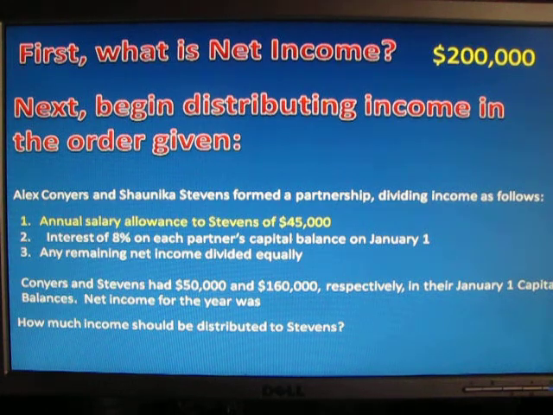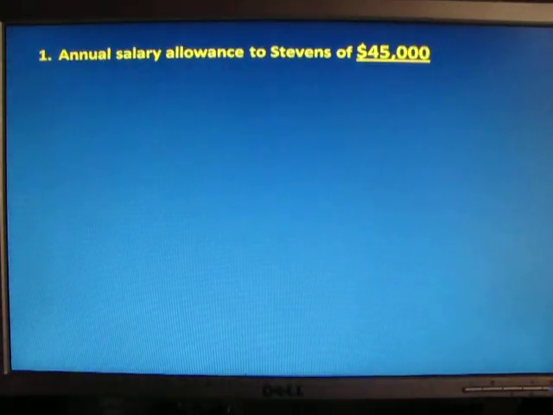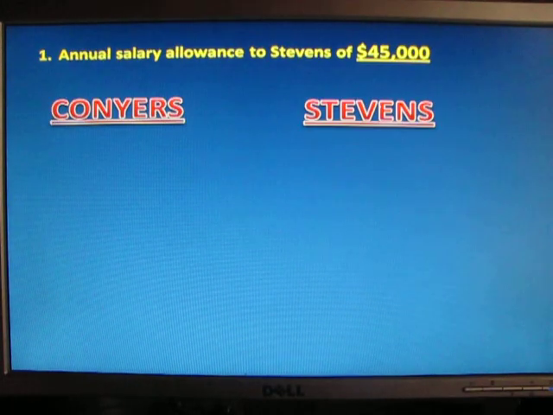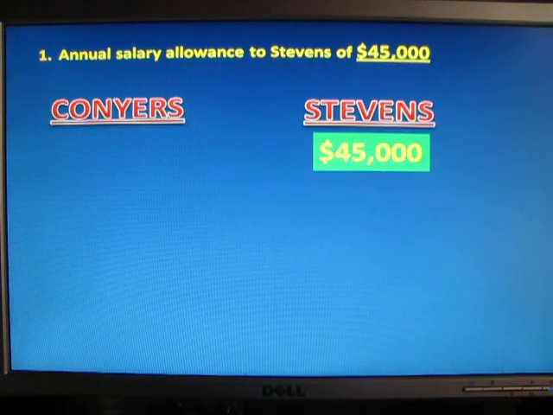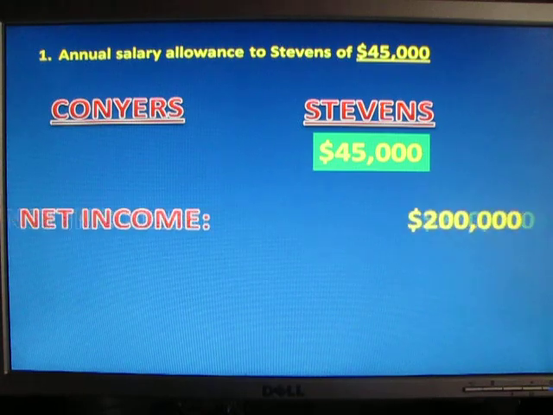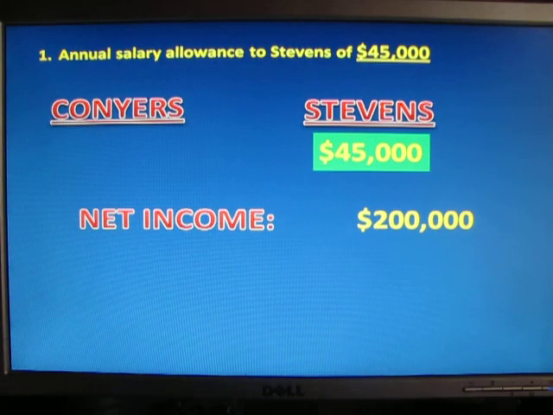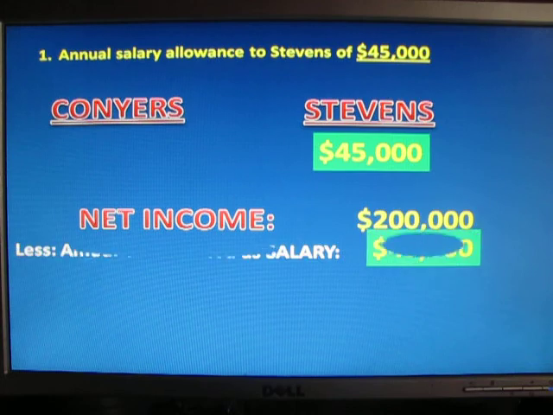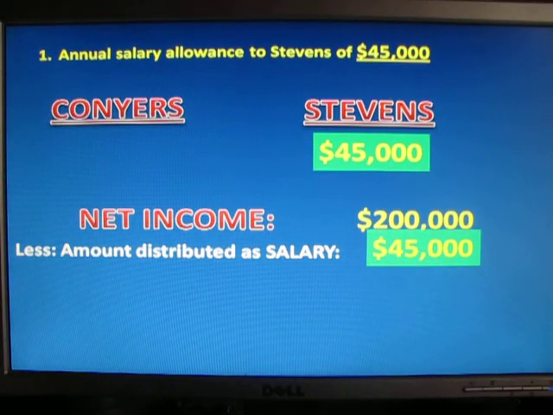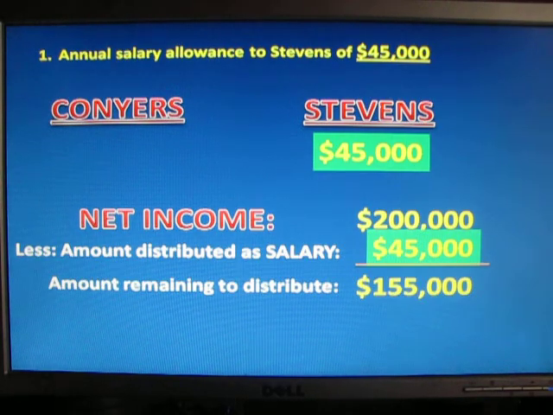The first way that they tell us to distribute income is a salary allowance to Stevens of $45,000. So basically, you've got your two partners, Conyers and Stevens, and we're going to give $45,000 to Stevens. Maybe Stevens works full-time and Conyers is a silent partner. For whatever reason, they decided to give him a salary allowance. So of the $200,000 that we had in net income, $45,000 has been distributed to Stevens. So that leaves us $155,000 left to distribute.